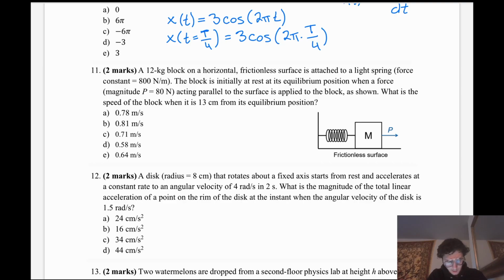11. A 12 kilogram block on a horizontal frictionless surface is attached to a light spring, force constant 800 newtons per meter. The block is initially at rest at its equilibrium position when a force of magnitude P equal to 80 newtons, acting parallel to the surface, is applied to the block as shown. So you pull this block. What is the speed of the block when it is 13 centimeters from its equilibrium position? Oh my goodness. What is the speed of the block?